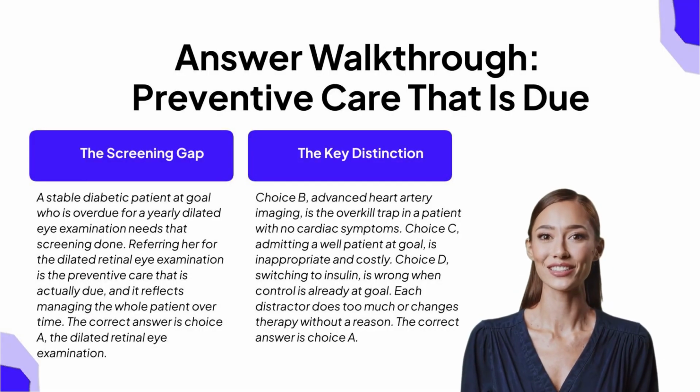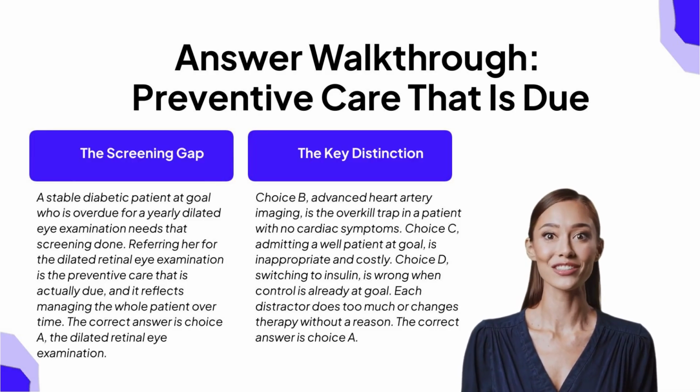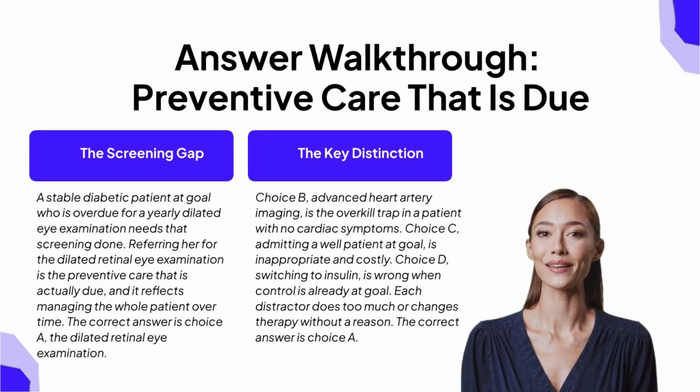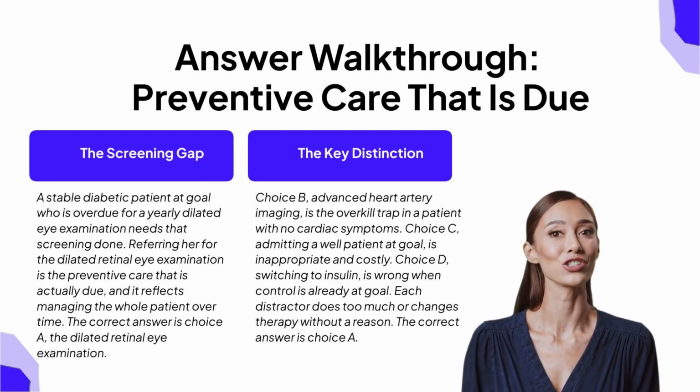Let us break down this answer. First, spot the screening gap. This stable patient at goal on metformin has not had her eyes checked in 2 years. A yearly dilated eye examination is part of routine diabetes care, so referring her is the preventive care that is actually due. Now the distractors. Choice B, advanced heart artery imaging, is the overkill trap with no cardiac symptoms. Choice C, admitting a well patient, is inappropriate. Choice D, switching to insulin, makes no sense when control is at goal. The answer is choice A.